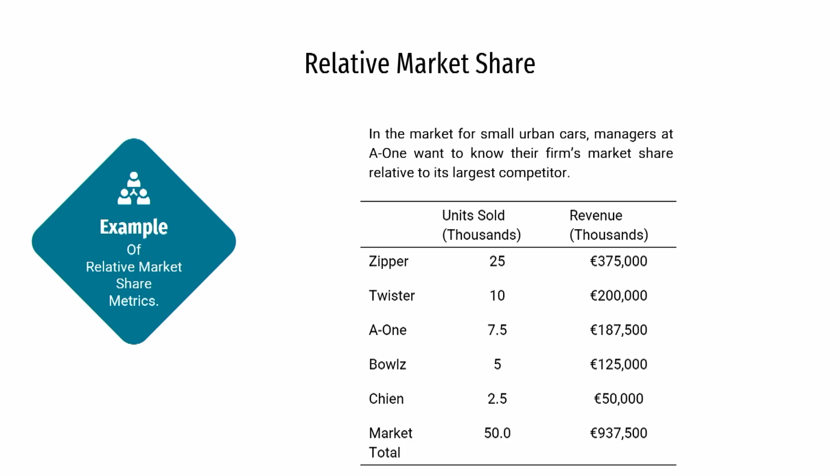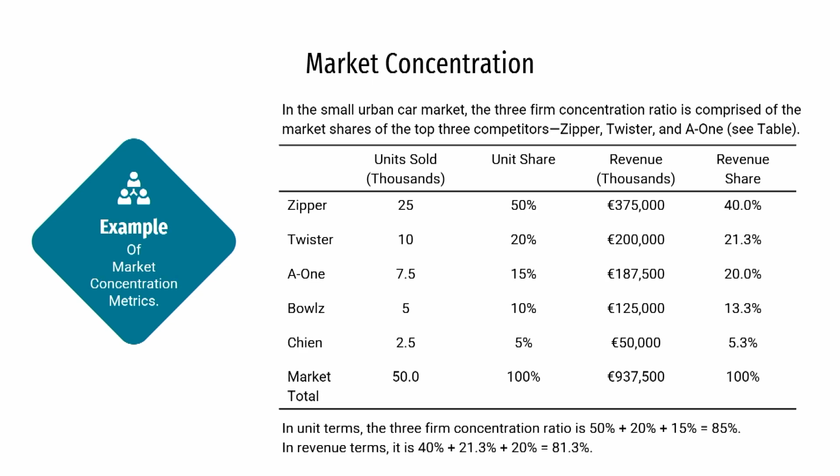In the market for small urban cars, managers at A1 want to know their firm's market share relative to its largest competitor. So, what will be the value? As I can see, there are 5 competitors in the industry. We have units sold, market share, revenue and revenue market share in place. Now, let us calculate the relative market share of A1 in terms of units sold.